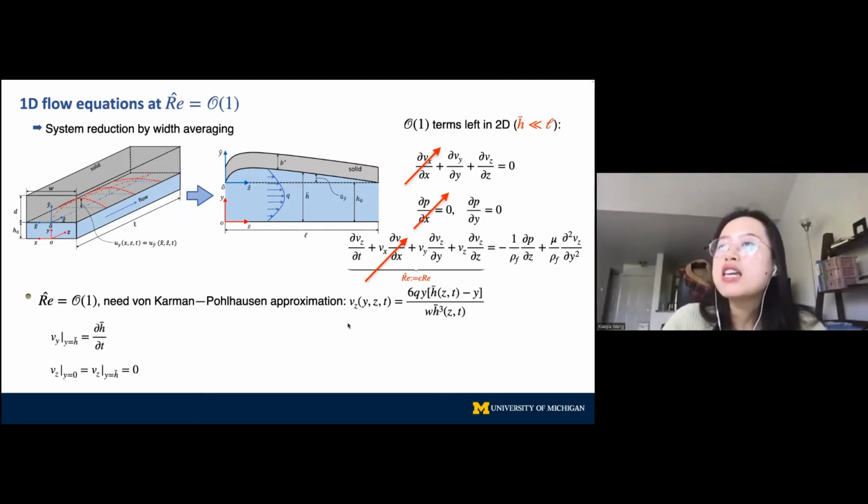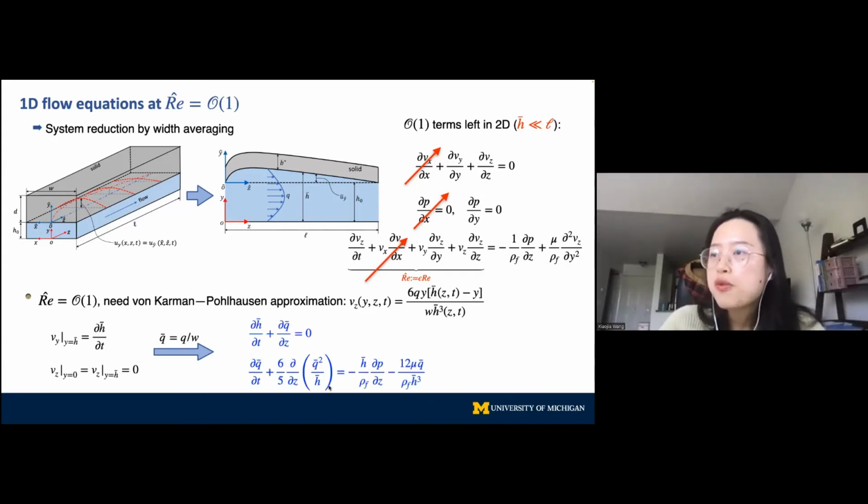Then by applying the kinematic boundary condition and the no-slip boundary condition at the interface and the bottom wall of the channel, we can integrate the leading order terms left in the 2D Navier-Stokes equations. At the end of the day, we end up with these two 1D nonlinear flow equations. The first equation is just the integrated version of conservation of mass, and the second equation is the integrated version of conservation of linear momentum along the z direction.